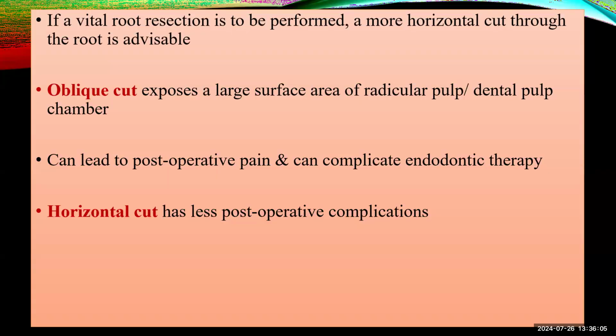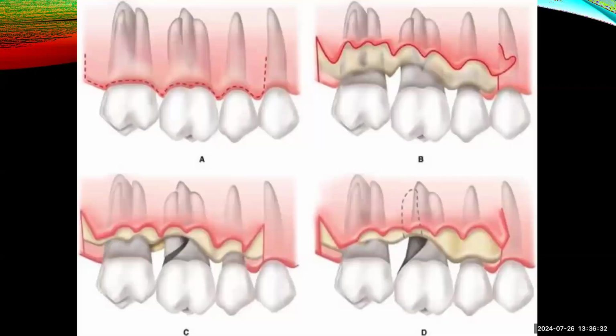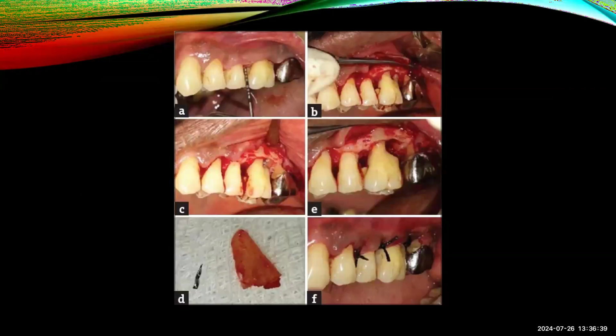If a vital root resection is to be performed, a more horizontal cut through the root is advisable. An oblique cut exposes a large surface area of the radicular pulp or pulp chamber, so it can lead to post-op pain and complicate endodontic therapy. That is why we go for the horizontal cut, which has fewer post-op complications. The remaining root stump is removed by odontoplasty. After sectioning, the root is elevated from its socket, and care should be taken not to traumatize the bone. So this is a pictorial representation of root resection. Similarly, here is a clinical case where root resection is performed.